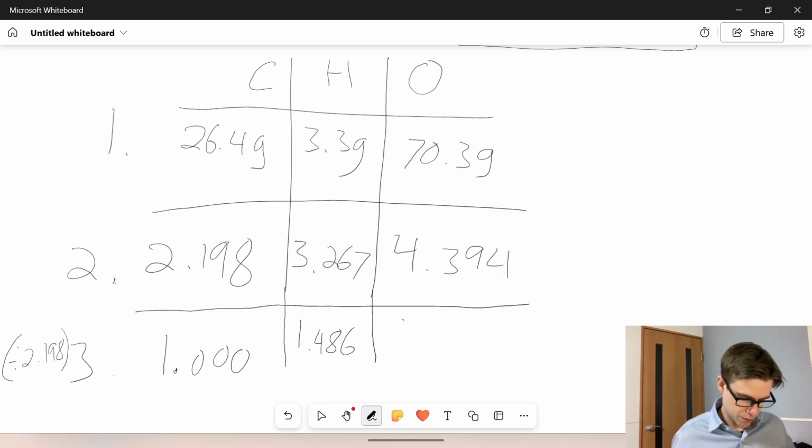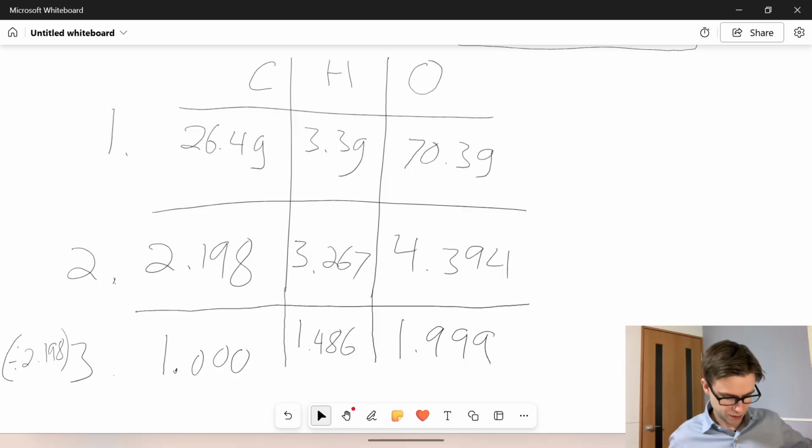And O should be 1.999. Okay, so here we are. C is clearly 1. O is clearly 2. What about H though? Feels kind of bad to round that down to 1, doesn't it? That's a massive rounding. And that's right. If it seems too far away, then there's other things you actually need to try.